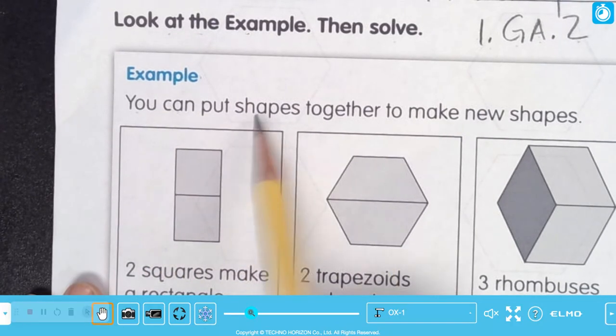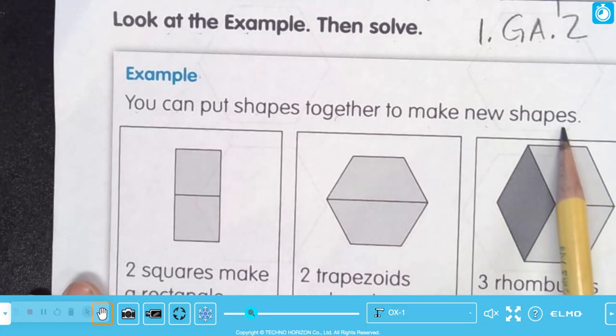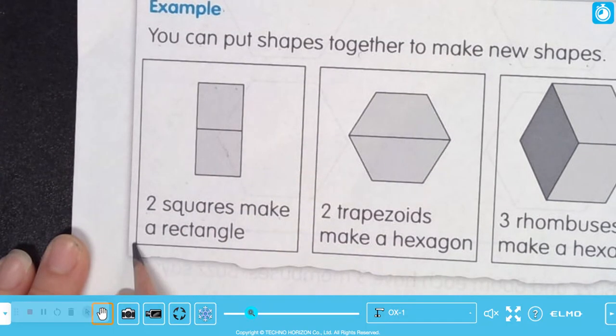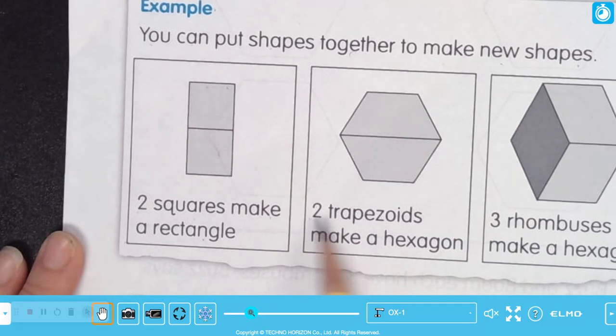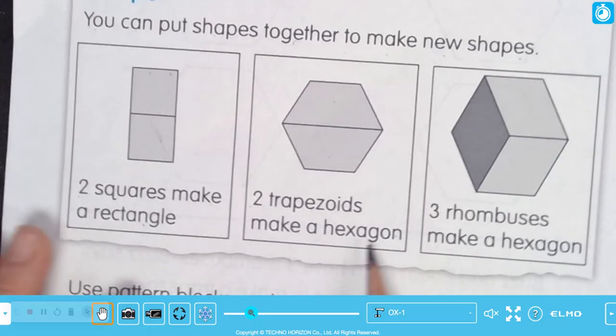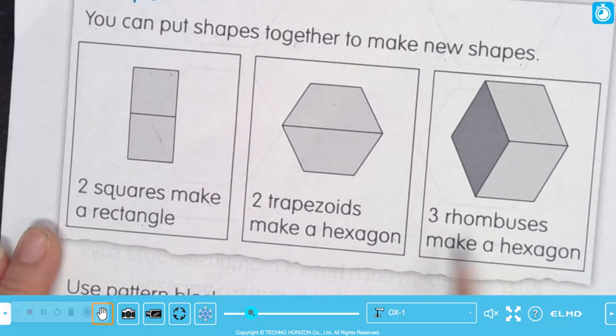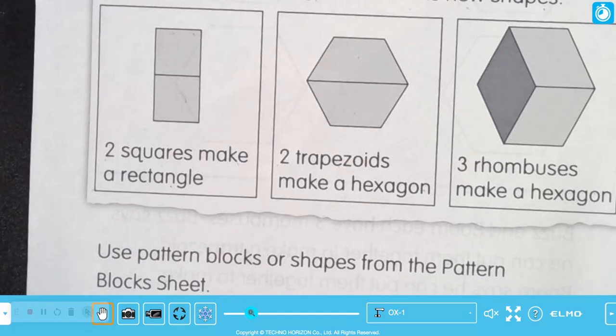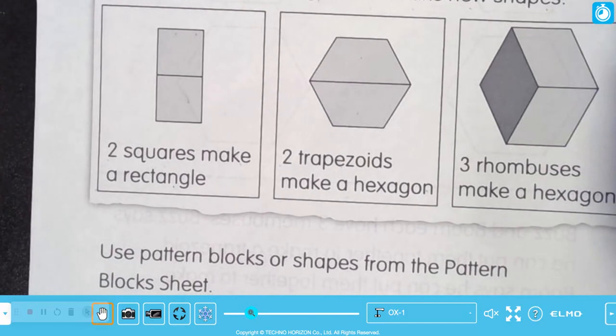You can put shapes together to make new shapes. So see these two squares? Two squares make a rectangle. Two trapezoids make a hexagon. 3 rhombuses make a hexagon.